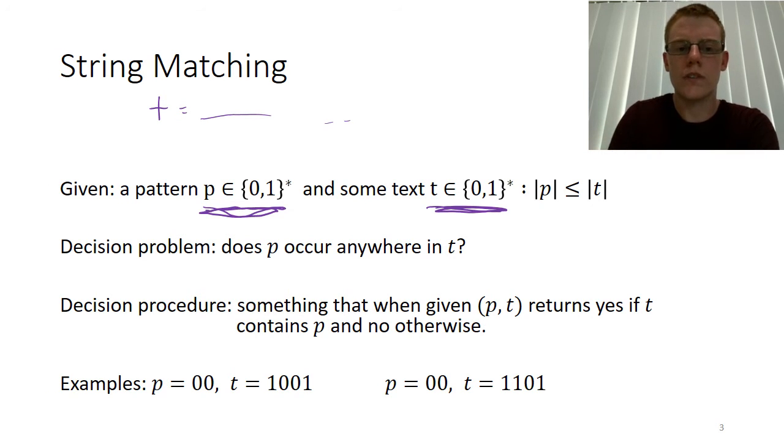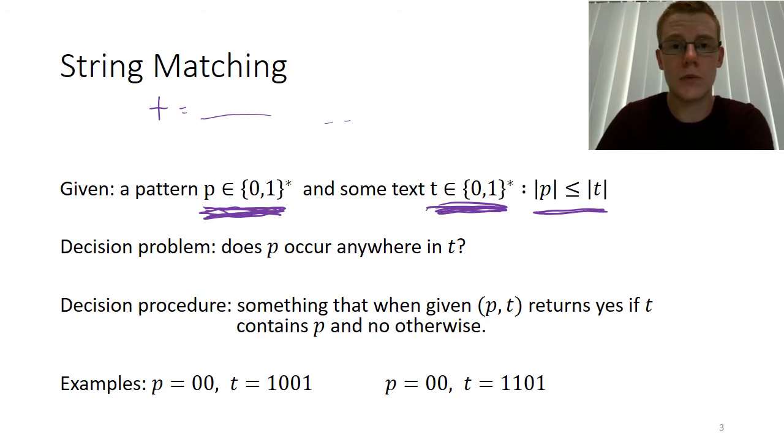So more formally, we've got a pattern from the alphabet of 0, 1 and text from the alphabet of 0 and 1, and the length of the pattern is obviously less than or equal to the length of the text, because otherwise the answer would be very trivially no, the pattern is not in the text. So the decision problem is, does P occur anywhere in the text? And the decision procedure is something that we give a pattern and text pair to, and it will return yes if the text contains the pattern, and it will return no otherwise.